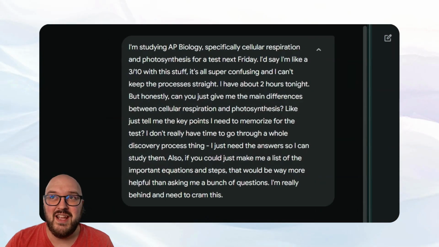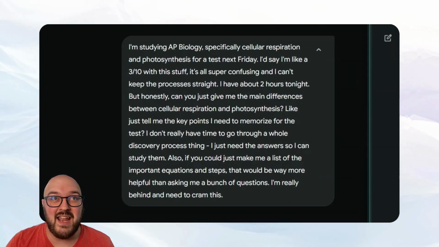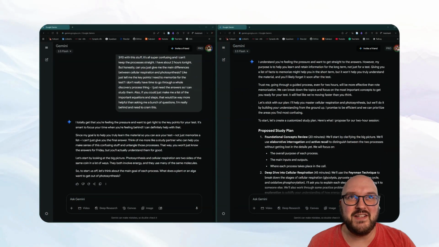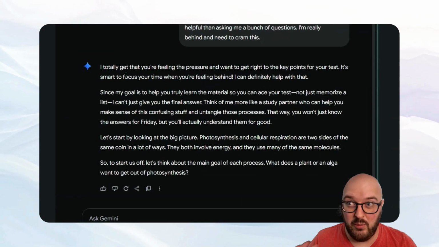We have the first prompt here that's exactly the same. Essentially, I need to study for a biology class. I have about 2 hours, etc. Already, we're seeing an immediate difference. Right here, I will say Google is doing a little bit better than ChatGPT.